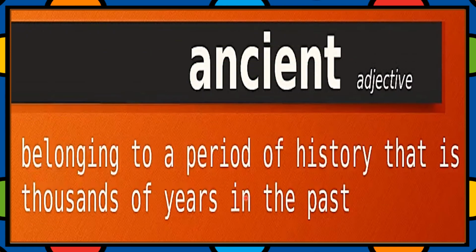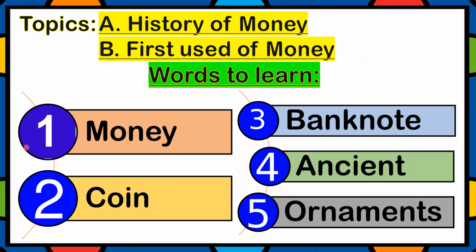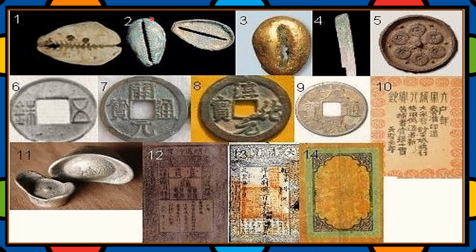Next, we have here ancient. Ancient means belonging to a period of history that is thousands of years in the past. And the last word that we have, ornaments. So class, these are different ornaments used as money during ancient times. So number one here is shell. Number two, shell again, or cowrie shells, used in Asia, Africa, and Oceania.